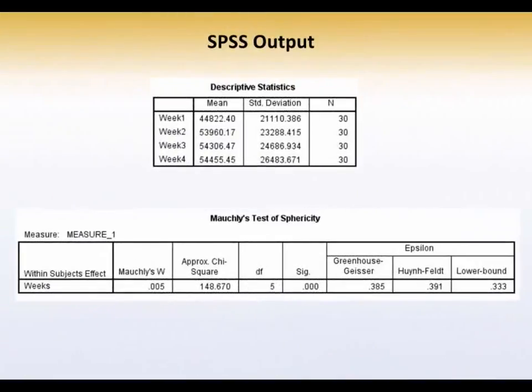Here's the output. First we have the descriptive statistics across the 4 weeks. And if you look at the mean values, they tend to increase across those 4 weeks from a low of 44,000 to a high of about 54,000.